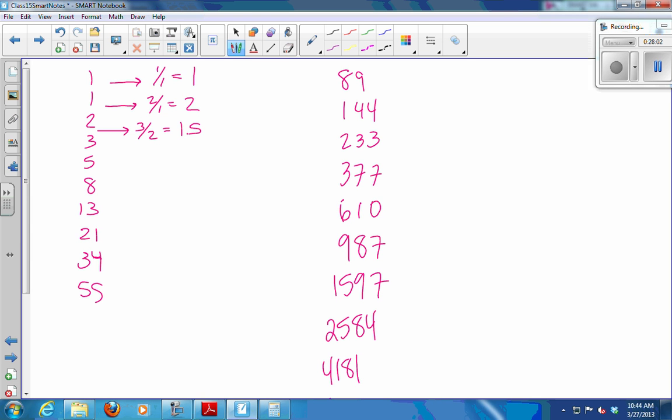Move down a set. Look at the 3 and the 5. 5 over 3 is 1.333, repeating. And then look at the 5 and the 8, right? 8 over 5 is 1.6. I want you to go through and calculate these ratios for every pair. Okay, just go through your whole list. And I want you to keep 5 decimal places. Okay, so if you take the ratio, put it in your calculator, if it has a lot of decimals, write down 5 of them.